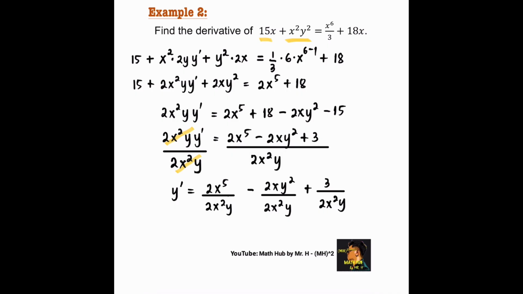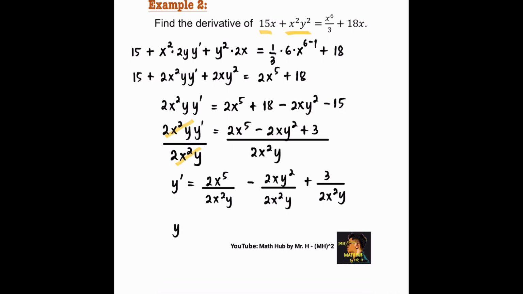And then we can simplify each term. So we'll have y prime equals, so 2 gets cancelled out, or will be equal to 1. And for the variable x will be x cubed and y variable is left in the denominator, minus, so 2 divided by 2 is 1, and for the variable x, it will be x in the denominator, there will be y in the numerator, and for the last term, we copy everything, and that is our final answer.